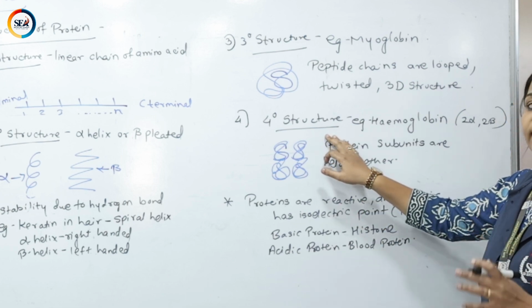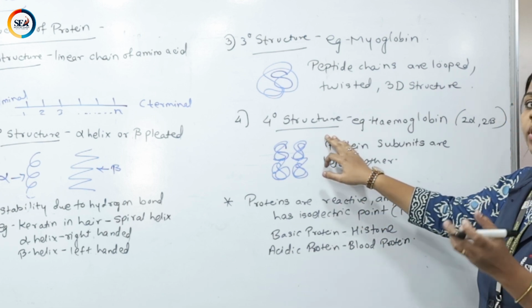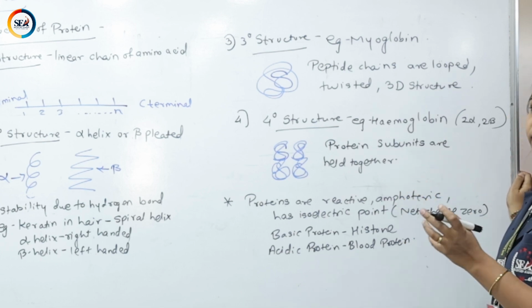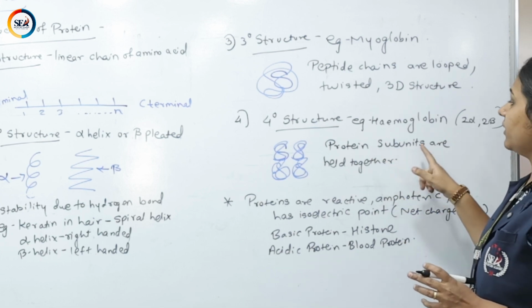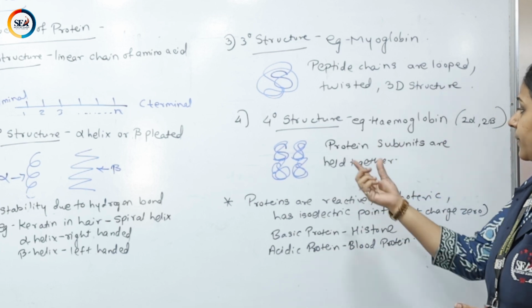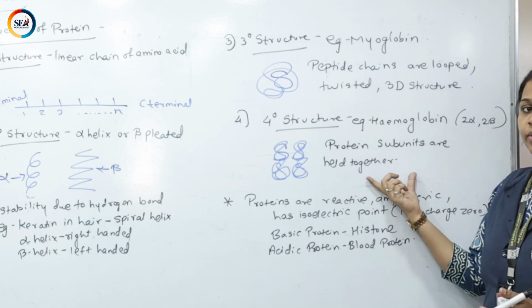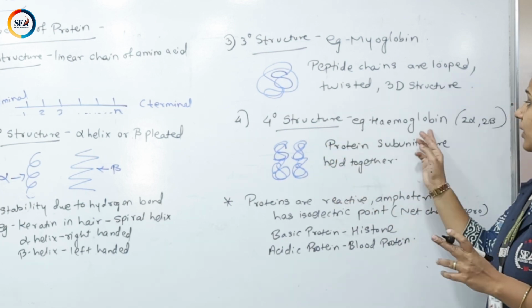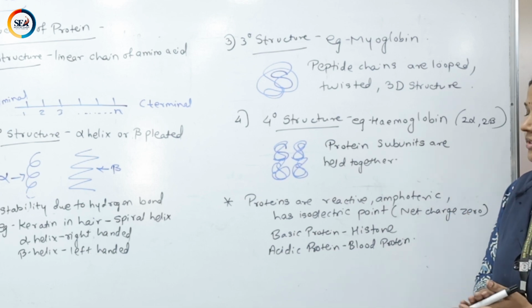Last is the quaternary structure of protein, where more than one polypeptide chain is joined together to each other. The protein which is formed is called the quaternary structure of the protein. Protein subunits are held together in this quaternary structure. Example, hemoglobin has 2 alpha chains and 2 beta chains.